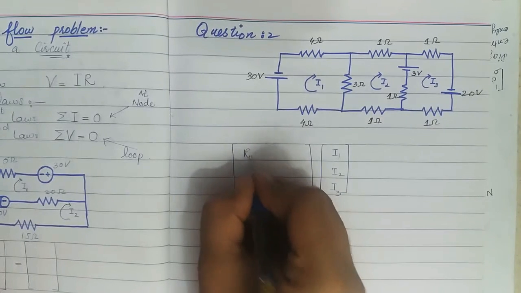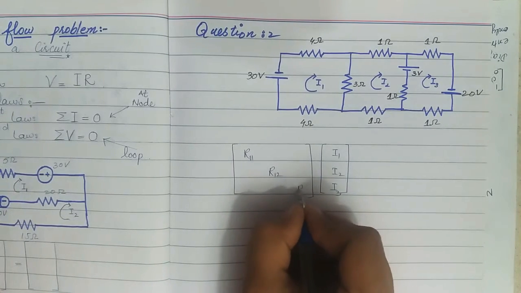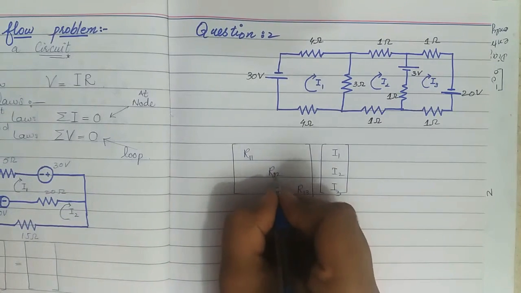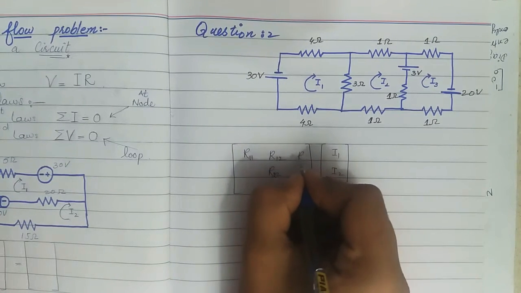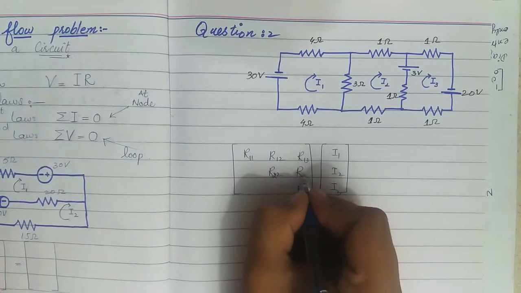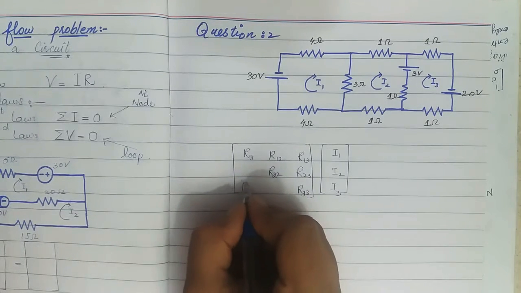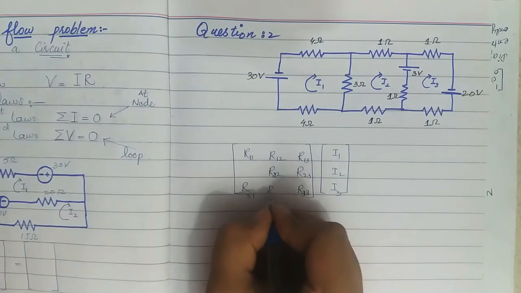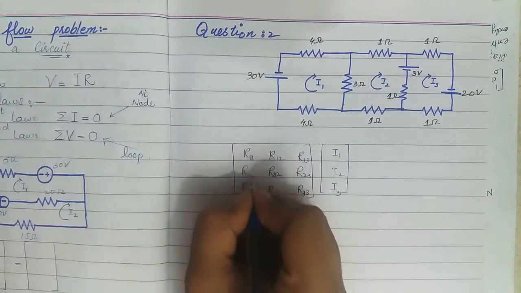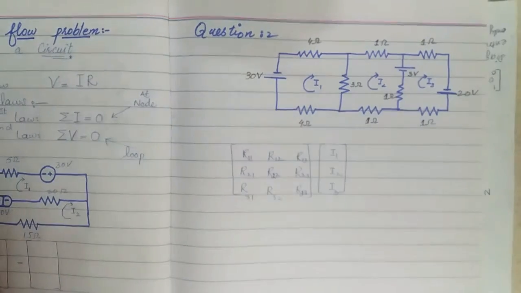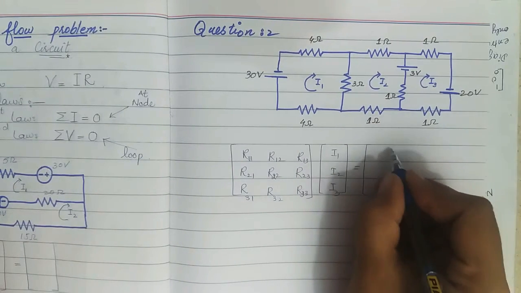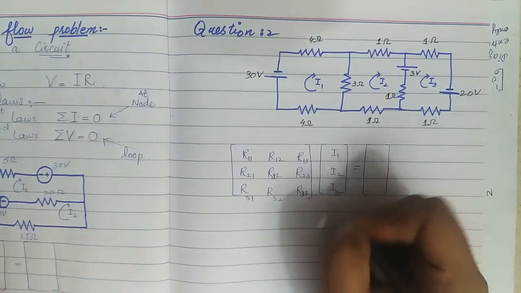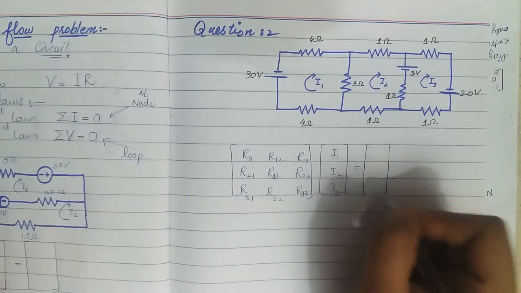This is R11, R22, R33, R12, R13, R23, R31, R32, R21. And the right hand side will be the sum of voltage in circuit first, in circuit second, and in circuit third.